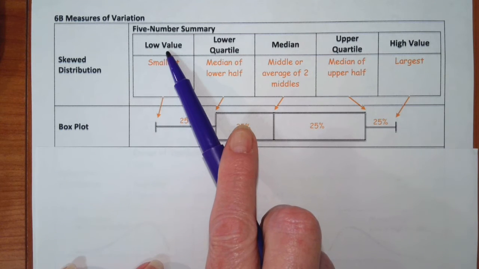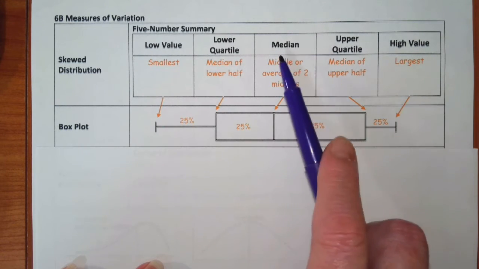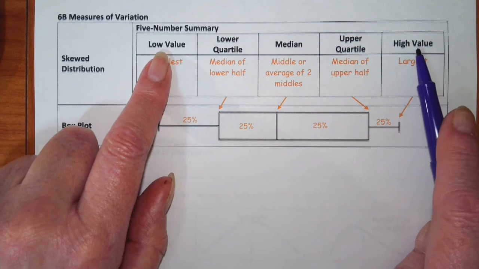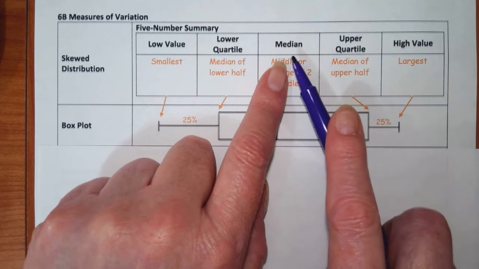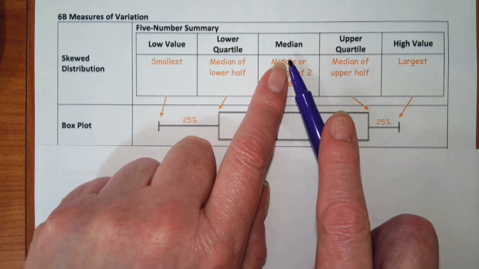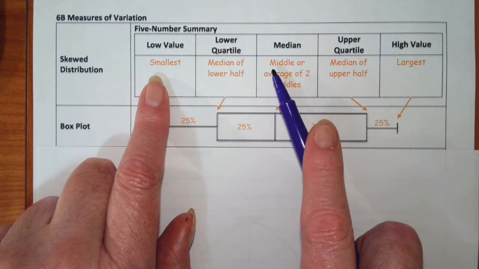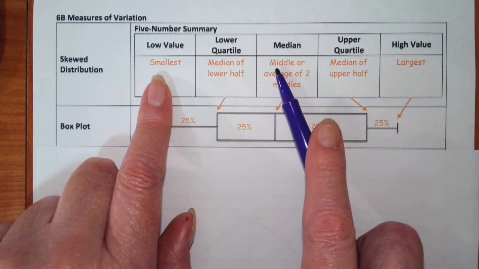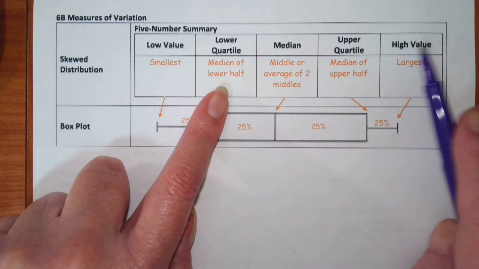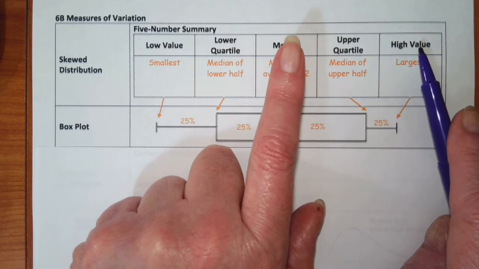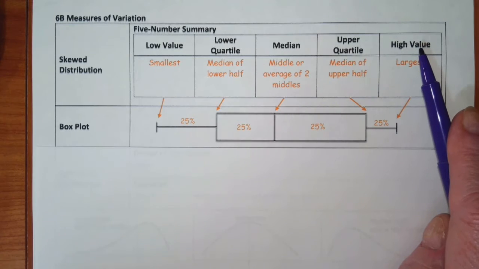lowest value, the median, which is the middle between the low and the high. So I start out with the low and the high, find the median of that, and that gives you the median. Then to find the lower quartile, I find the median of the smallest and the median. To find the upper quartile, I find the median between the median and the high value.